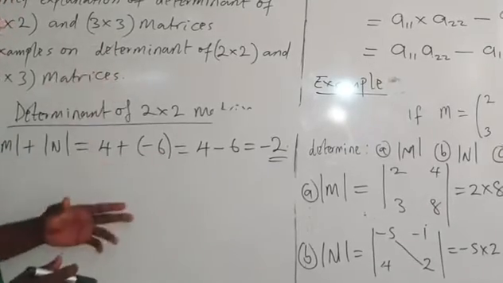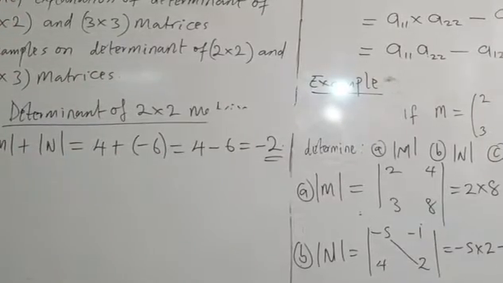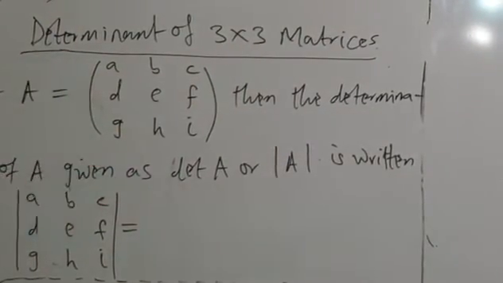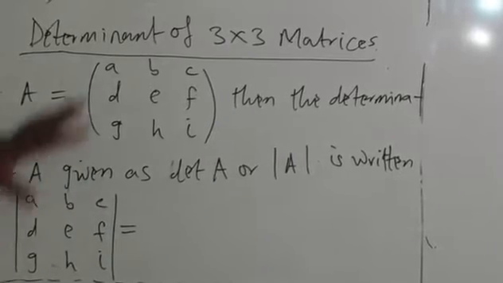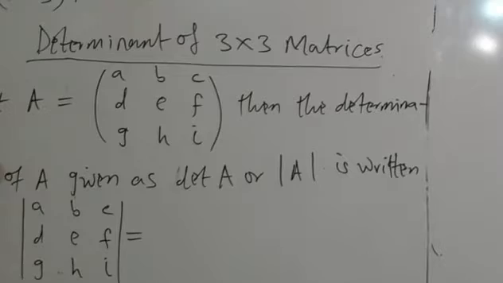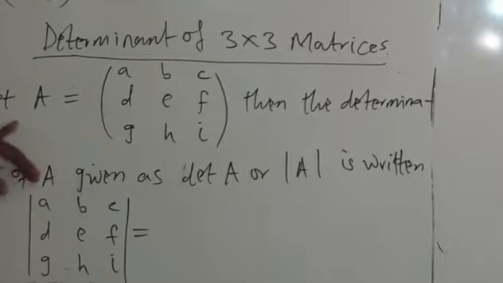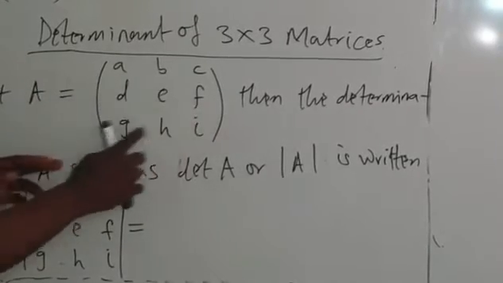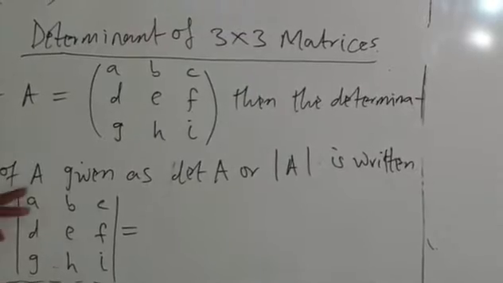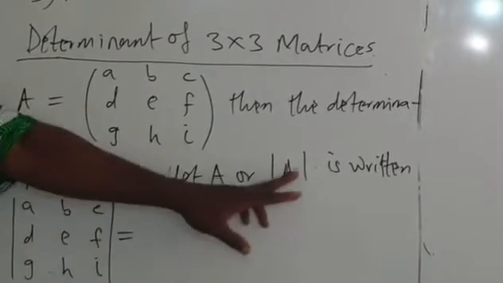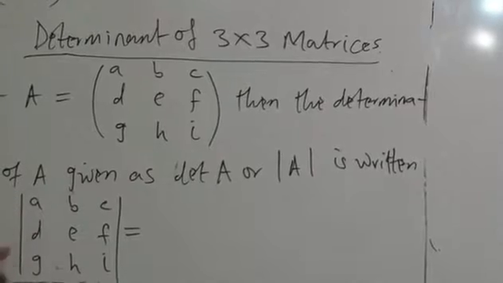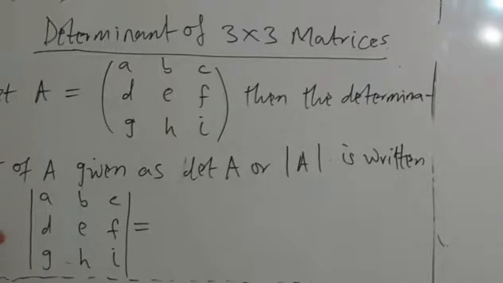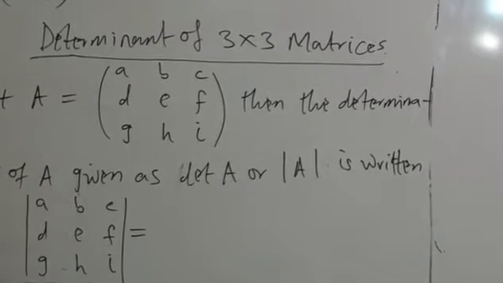So thank you. We move to the next one, which is determinant of 3 by 3 matrix. After the determinant of 2 by 2 matrices with example, I'm trying to explain the determinant of 3 by 3 matrices. So let A be a matrix given as A, B, C, D, E, F, G, H, I. Then the determinant of A, or absolute value of A, is written as determinant of matrix A.